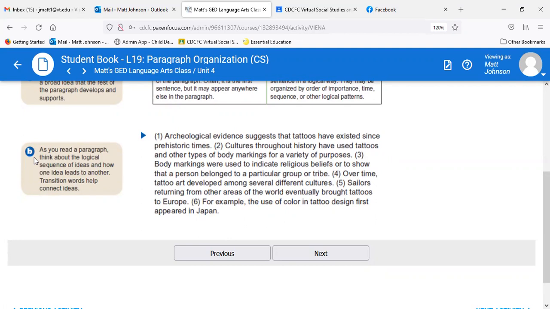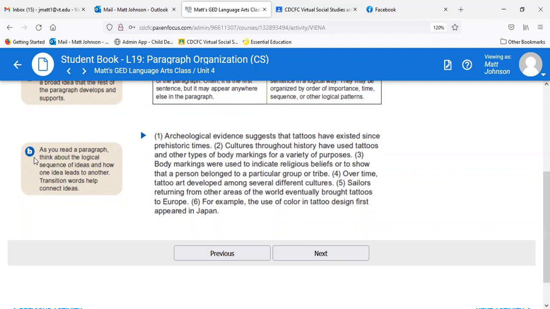And we see that at the beginning there, we have some broad ideas, and they sort of narrow as we go along into more specific detail, right? Archaeological evidence suggests that tattoos have existed since prehistoric times. So we know, the reader knows, what is the main idea here of this paragraph. We're talking about tattoos. We're talking about them being very old, appearing for a very long time.